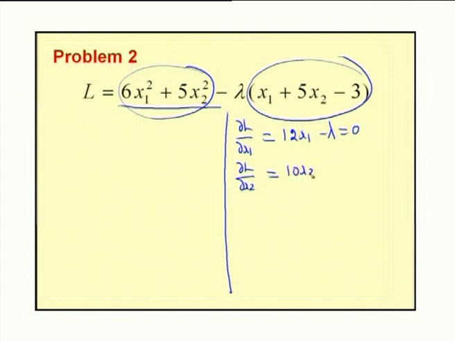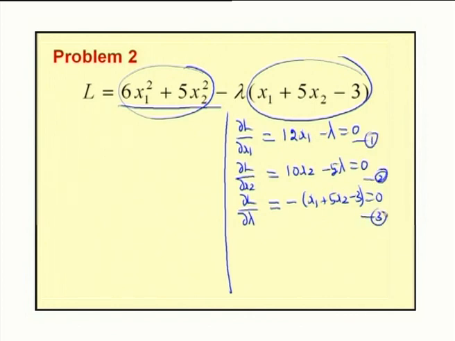10 x2 minus 5 lambda equal to 0. And the final condition dou L by dou lambda equal to 0, which implies minus of x1 plus 5 x2 minus 3 equal to 0. We name it as equation 1, 2 and 3. So, the necessary condition of dou L by dou xi, i equal to 1 to 2, and dou L by dou lambda gives us these 3 equations.